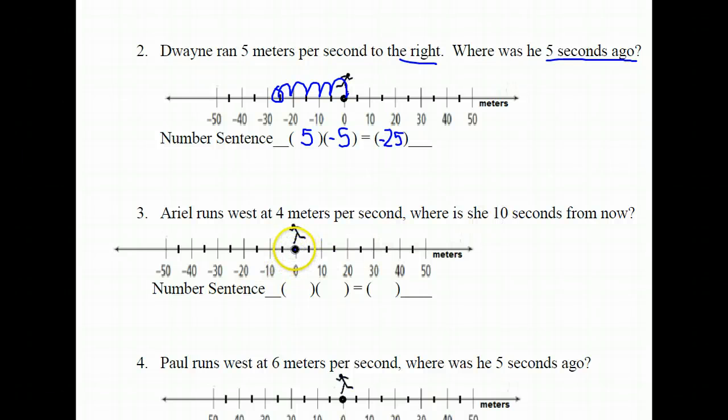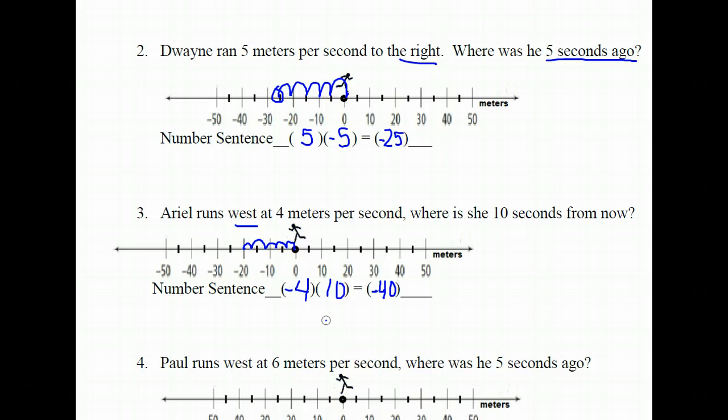So in every second she covers 4 meters. So after 1 second she's just before this 5. After 2 seconds she's at 8. After 3 seconds, she's at 12. 4 seconds, she's at 16. 5 seconds, she's at 20. So I can write this as, since she's going west, left, she's running a negative. And since she's in the future, it's a positive. 4 times 10 was negative 40.